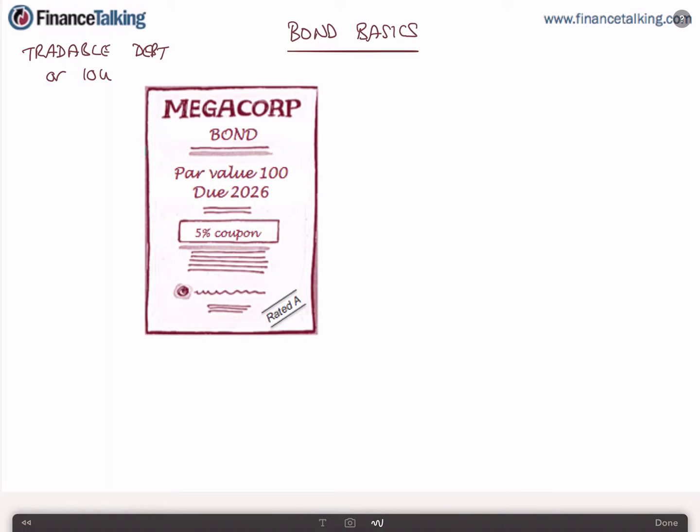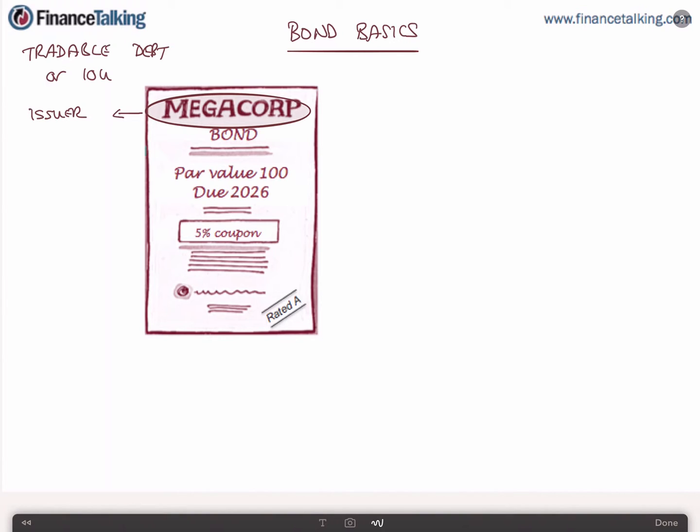So the picture that you can see here is an example of a bond. And what we're going to do first is just deal with some of the jargon. So the first thing you can see is that we've got the company's name on the bond. And the company we would call the issuer of the bond. So in this case, it's Megacorp. Megacorp is the company that's actually borrowing money by issuing this bond.